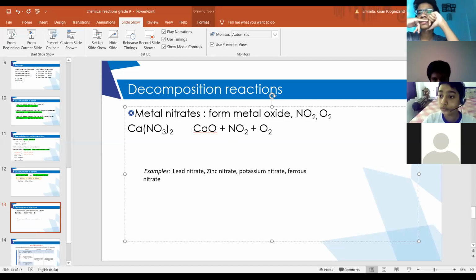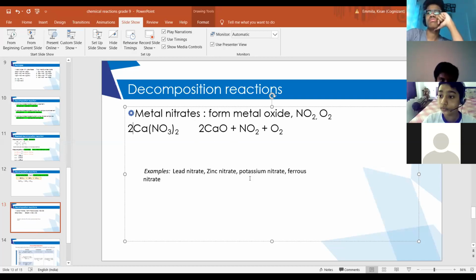Ma'am, in CaO, put 2 ahead of CaO. It can be 2 CaO. Okay, 2 CaO, or Ca on the left hand side 2. Then 6, 7, 8, it gets balanced. 2 twos are 4, 5, 6. 3 twos are 6. Nitrogen is 1.